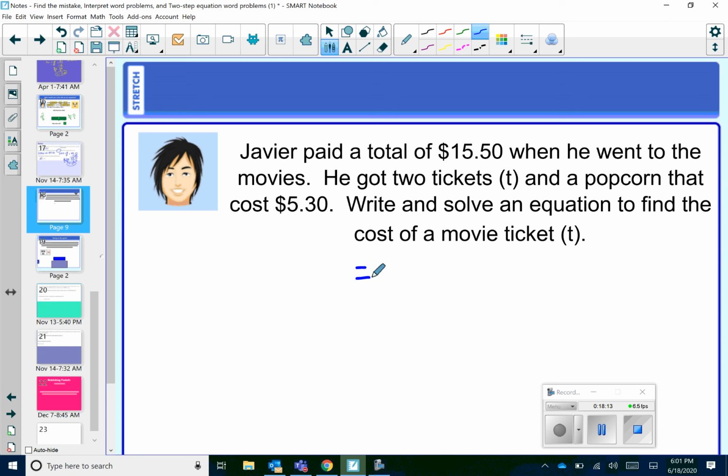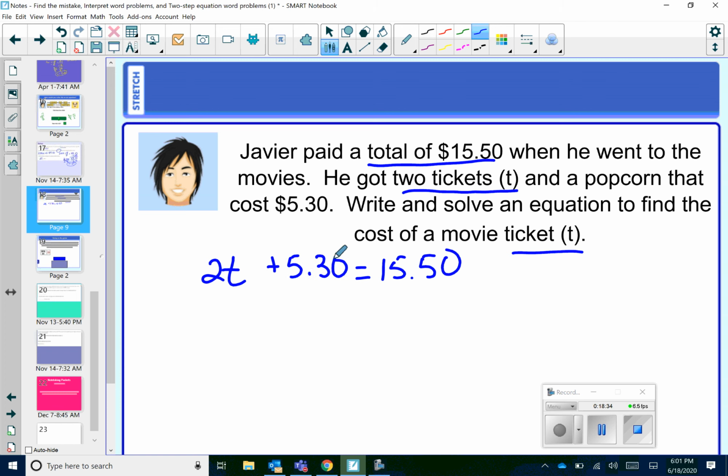So let's start with our equal sign. The total he spent was $15.50. My variable is the tickets. T represents tickets. And what number has to do with the tickets? Well, he got 2 of them. So that would be 2 times the cost of a ticket plus the $5.30 he spent on popcorn. And there's our equation. We're going to subtract $5.30 on both sides.